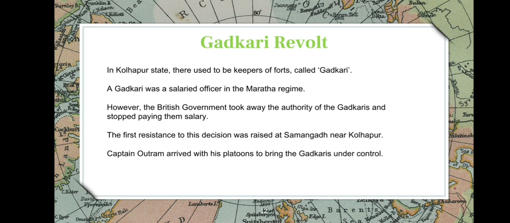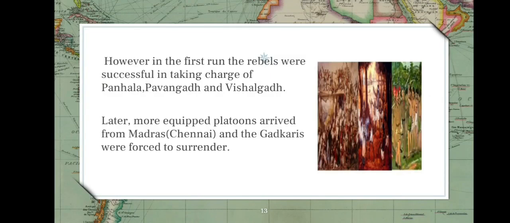Captain Outram arrived with his platoons, which means subdivisions of a company of soldiers, to bring the Gadkari under control. However, in the first run, the rebels were successful in taking charge of Panhala, Pavangarh, and Vishalgarh. Later, more equipped platoons arrived from Madras, and the Gadkaris were forced to surrender.